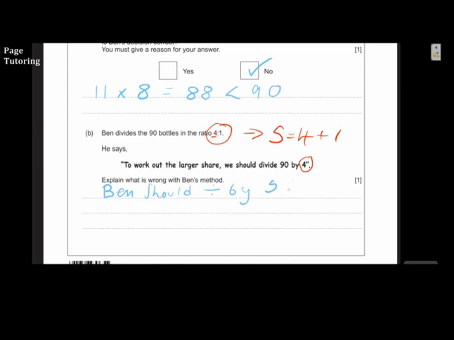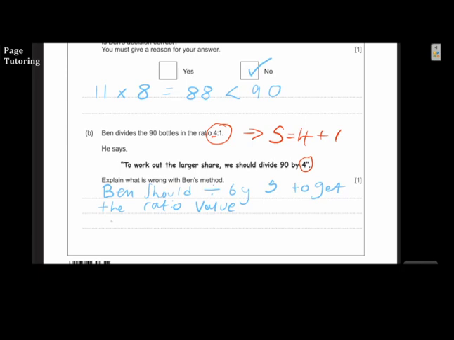5 to get the ratio value. So dividing by 5, that would tell you in this ratio, each 1 in the ratio would be worth, so if we did 90 divided by 5, that's 18. So each 1 in the ratio is 18, but he wants to figure out a larger share in the ratio.